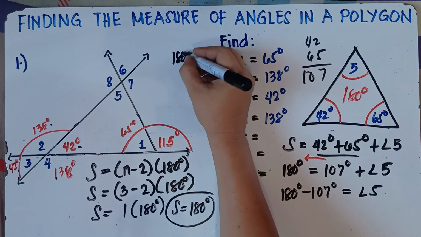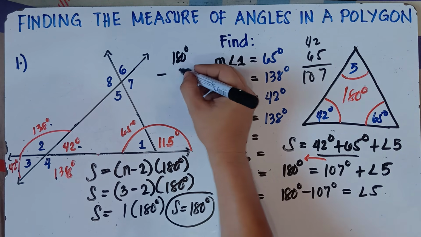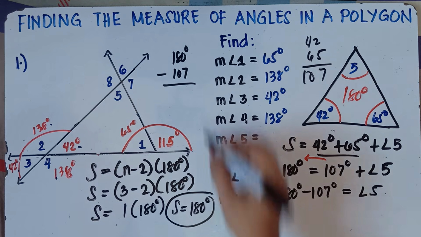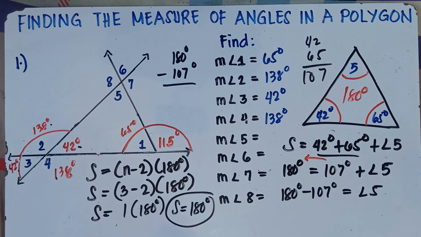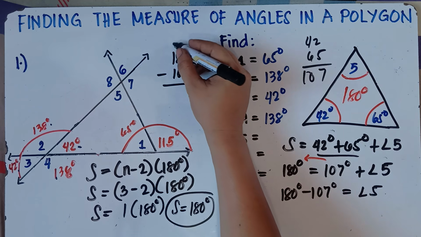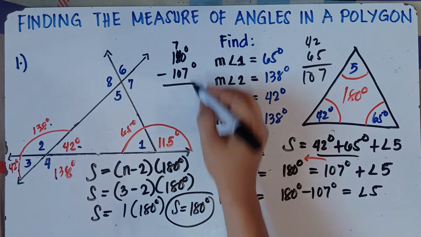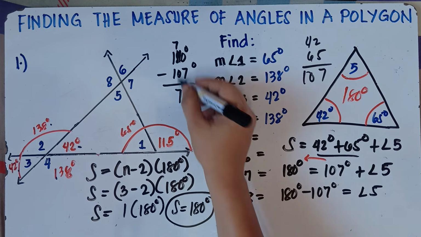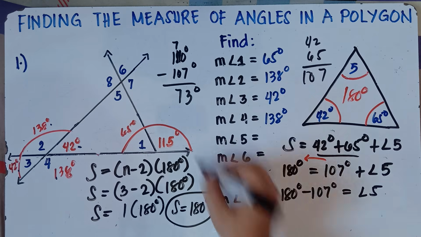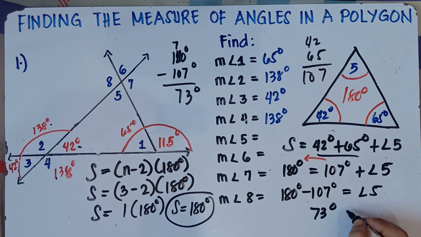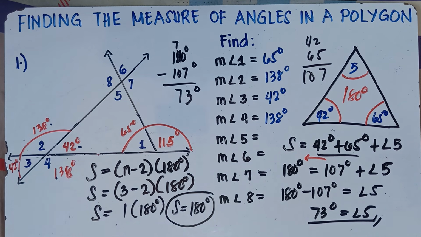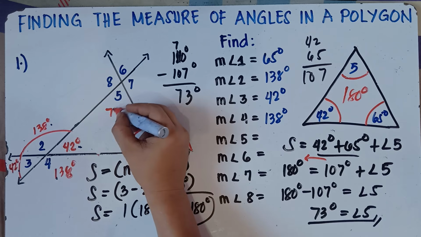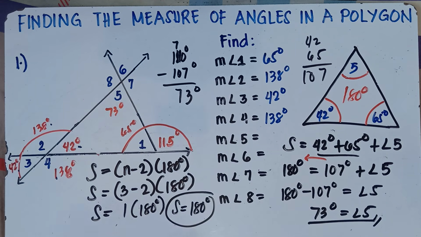So 180 degrees minus 107 degrees. 0 minus 7, that cannot be, borrow 1. This becomes 7, this becomes 10. 10 minus 7 is 3. 7 minus 0 is 7. 1 minus 1 is 0. 73 degrees. Alright, so angle 5, that is 73 degrees. So therefore, this is 73 degrees for angle 5.